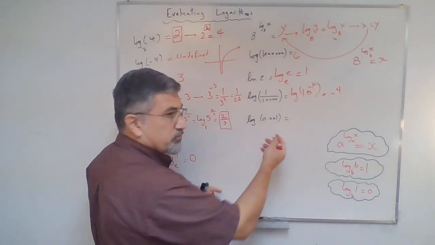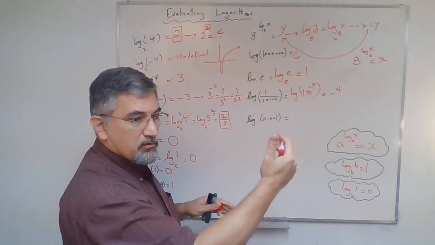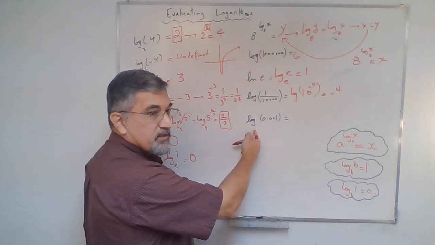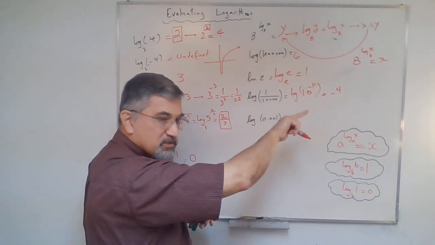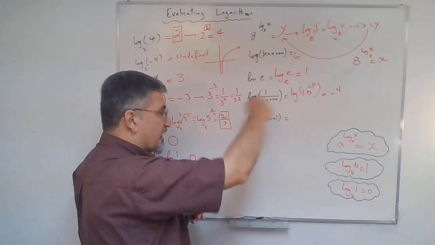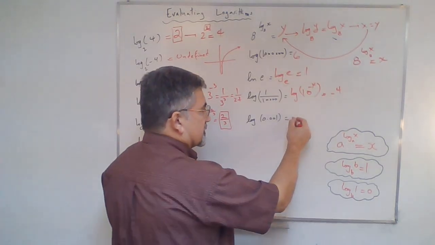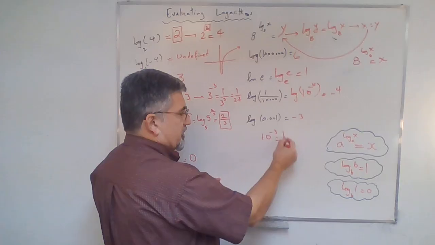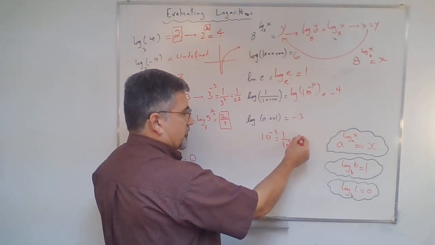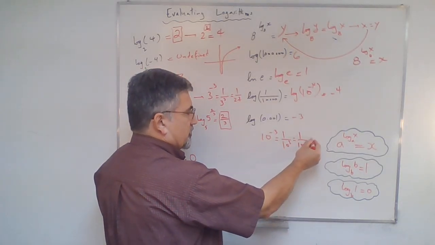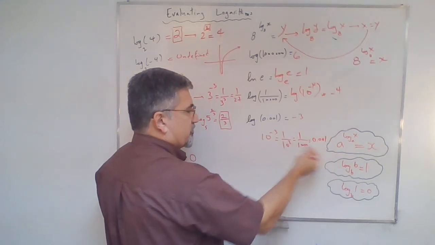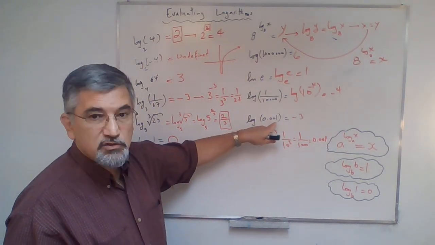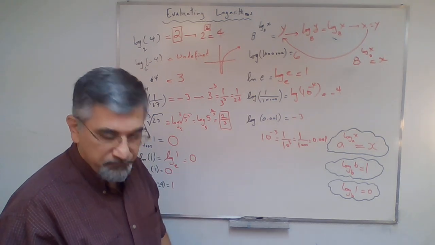Logarithm of 0.001 equals what? Well, 0.001 is actually 1 over 1,000, right? So I'm asking, what is that exponent that 10 is raised to? The answer is -3, because 10 to the exponent of -3 is actually 1 over 1,000, which is what we have here in decimal form. Therefore, common logarithm of 0.001 equals -3.